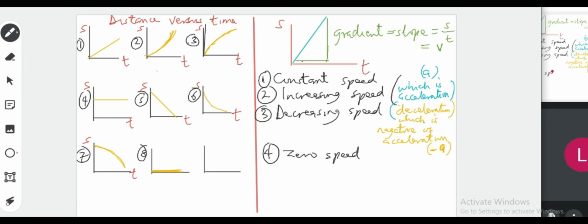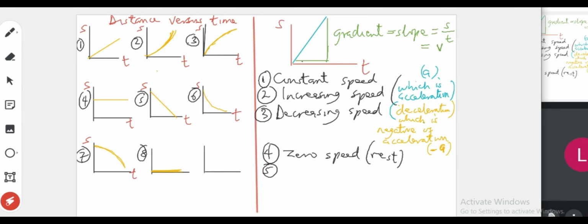It's not moving. Zero speed means rest. It's at rest. No movement. Number 5. Can you see that the line is straight?